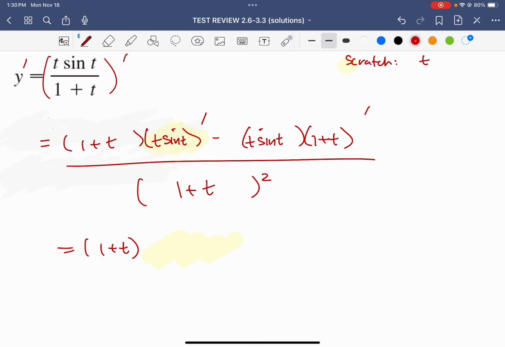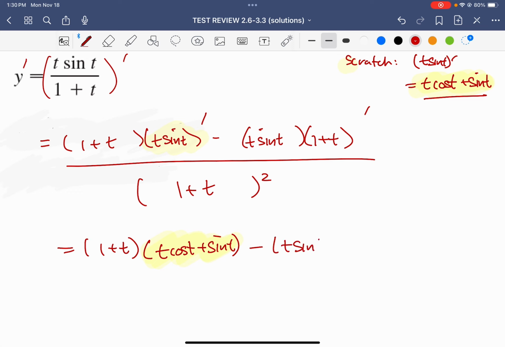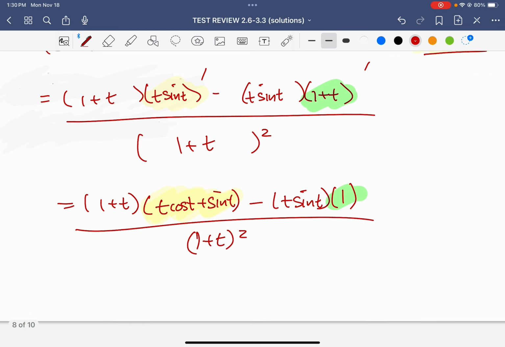If I take t sine t, it's going to be the first times the derivative of the second plus the second times the derivative of the first. So it's t cosine t plus sine t, minus t sine t. And I think it's pretty clear that the derivative of t is just 1, over 1 plus t squared.